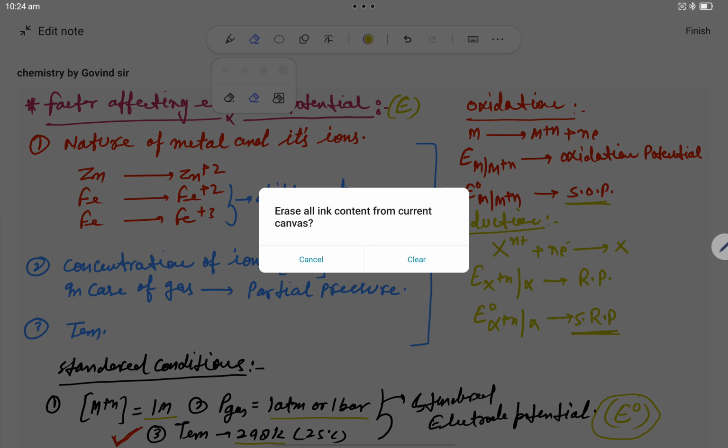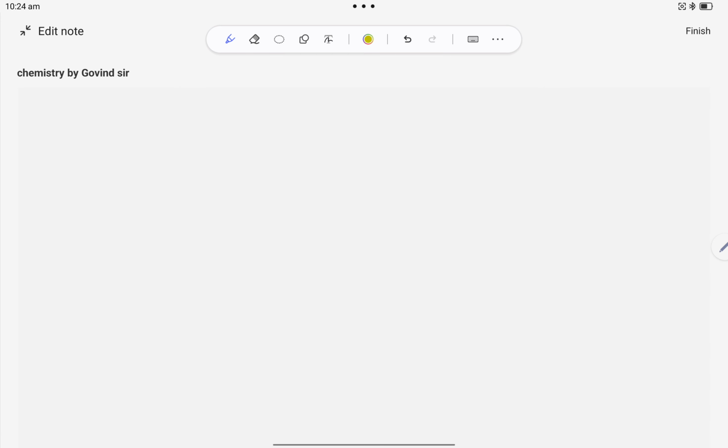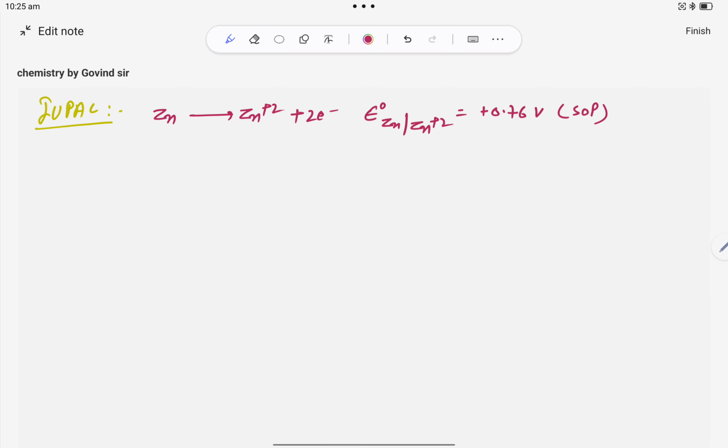To solve this problem, IUPAC introduced a convention. IUPAC said, suppose zinc is converted into Zn plus 2 plus 2 electrons. So here E naught of Zn, meaning standard oxidation potential, is plus 0.76 volt. It is your standard oxidation potential.